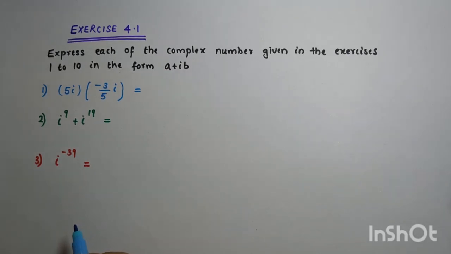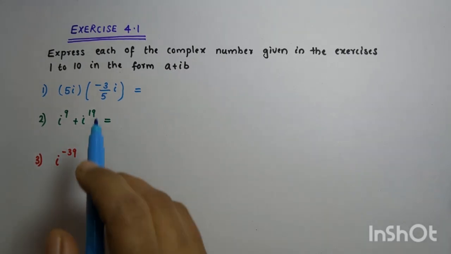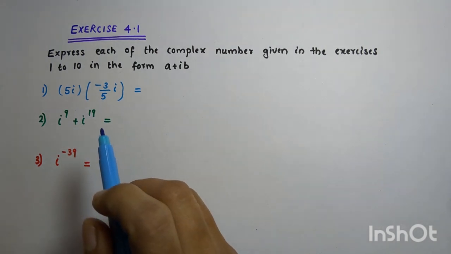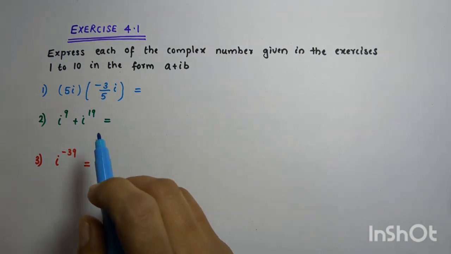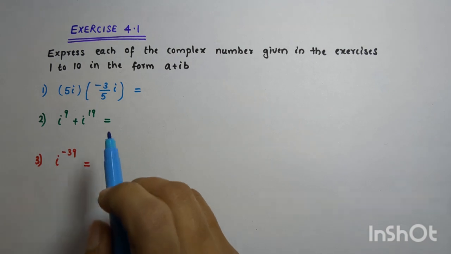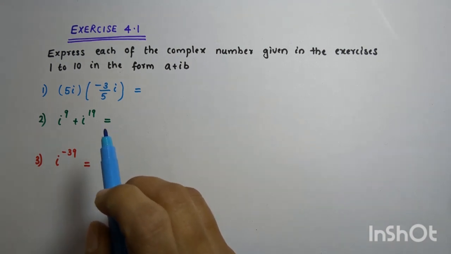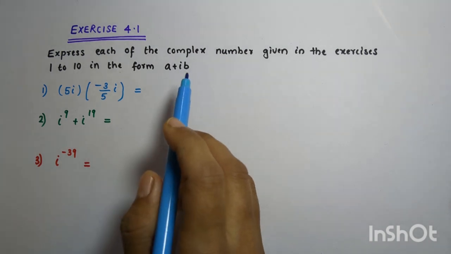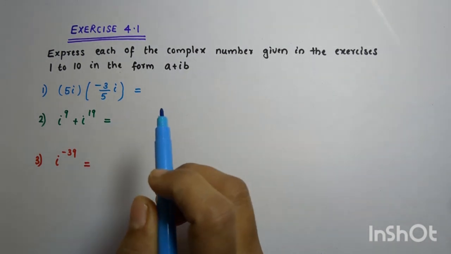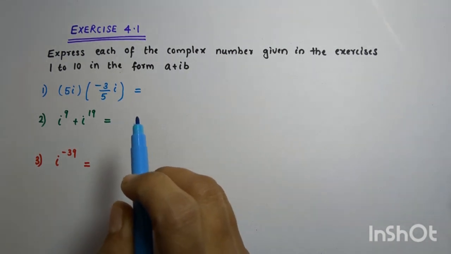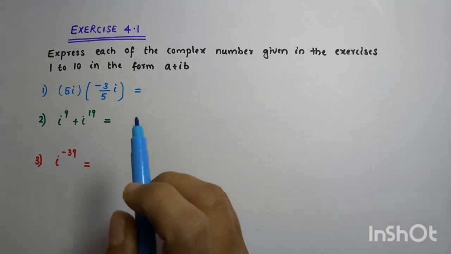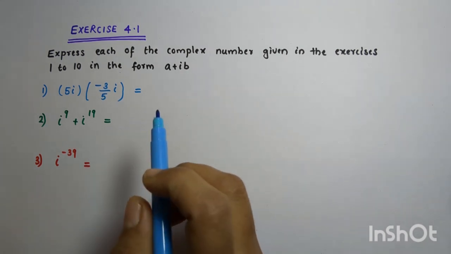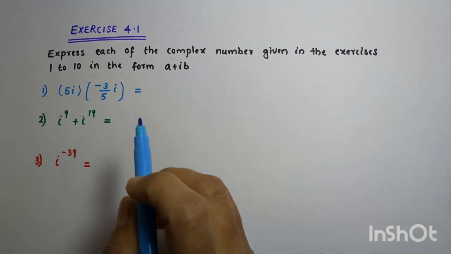Hello everyone. In this video, we are going to discuss exercise 4.1 from chapter 4, Complex Numbers and Quadratic Equations, class 11 maths. Here we will be discussing the first 10 questions, to express the complex number in the form a plus ib. Then the next 4 questions, from 11 to 14, to get the multiplicative inverse of complex numbers, will be discussed in the next video that will be available in the playlist.